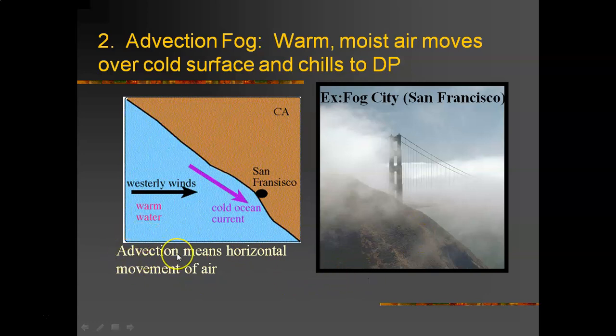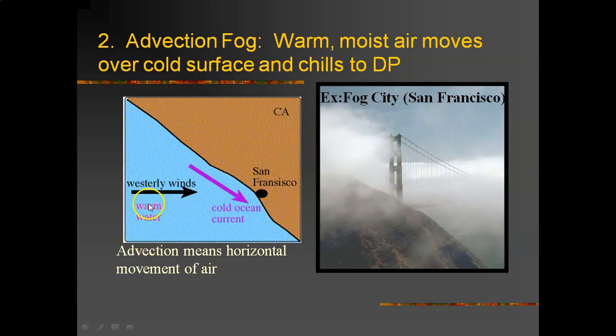That's what advection means. And I've got an example, a very common place that is very, very foggy, and the type of fog that it receives is advection fog. Fog City, that's actually the nickname for San Francisco. It has so many fog days per year. But even Portland and Seattle, a lot of cities along the west coast of the United States receive advection fog.